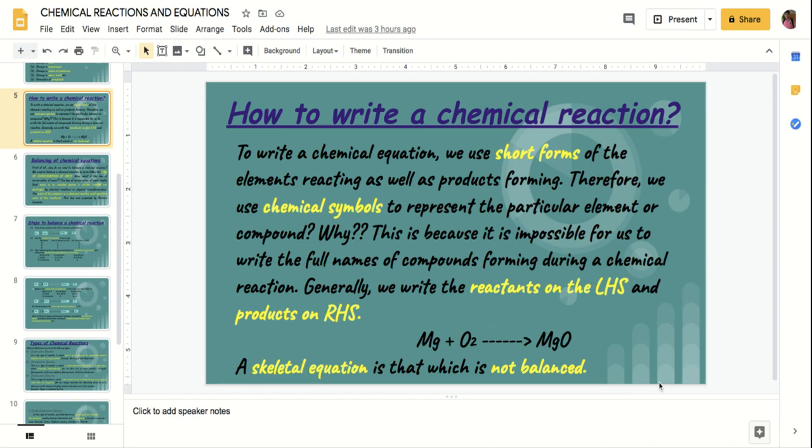Now, a skeletal equation is one which is not balanced. Take any reaction, each and every reaction is not balanced. Whose work is it to balance? That is us. It's the human's work to balance each and every chemical reaction. Otherwise, is it in nature that all the reactions are occurring with the balancing of atoms and all? That is not the case. So a skeletal equation is one which is not balanced. So it's a simple process, how to write a chemical reaction.